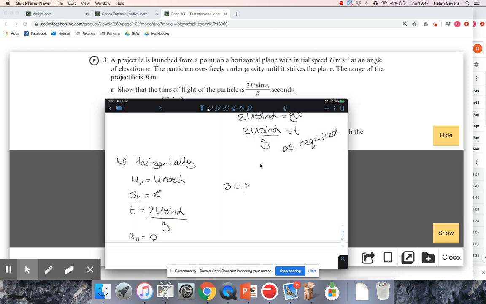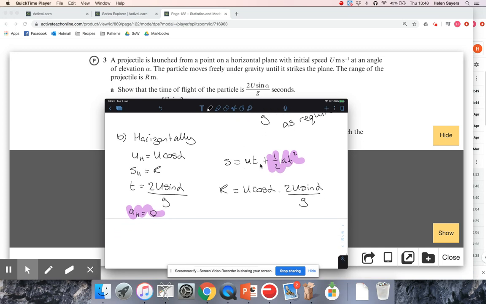If I use the Suvat equation, S equals ut plus a half at squared, all that would happen is, because A is 0, that just ends up being 0. So it works if you use Suvat, but you don't need to. So my displacement, which we're calling R in the horizontal direction, is my velocity, which is constant, so U cos alpha, multiplied by time, so multiplied by 2U sine alpha over G.